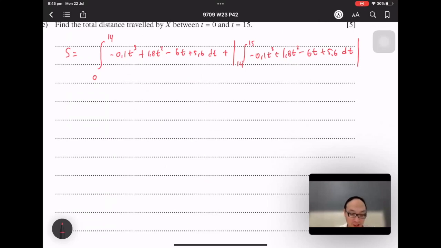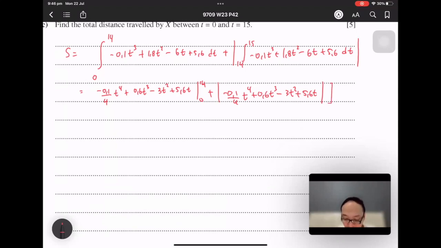So now we just calculate. It is negative 0.1 over 4 t to the power of 4 plus 0.6 t cubed minus 3 t squared plus 5.6 t, from 0 until 14, plus the absolute value of negative 0.1 over 4 t to the power of 4 plus 0.6 t cubed minus 3 t squared plus 5.6 t, from 14 until 15. And we calculate.